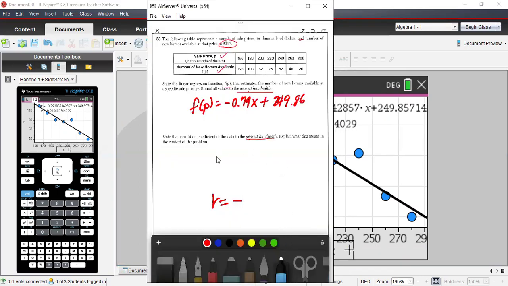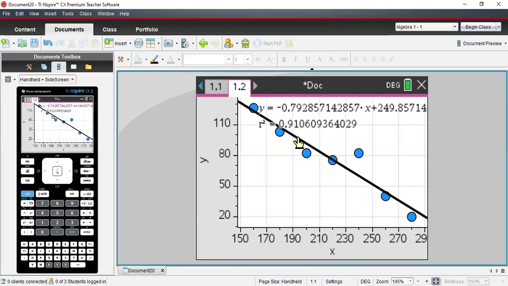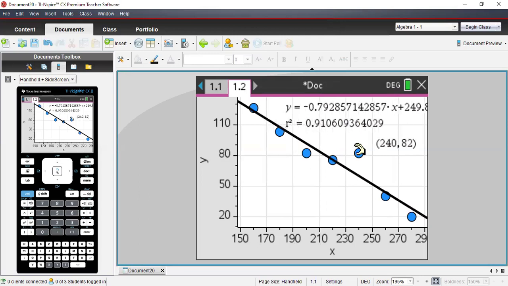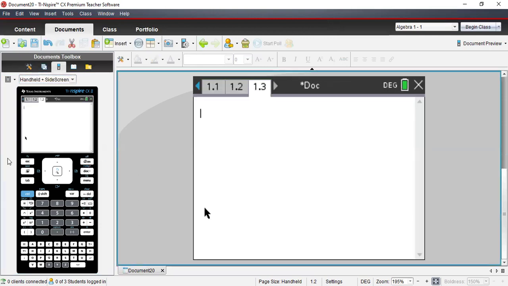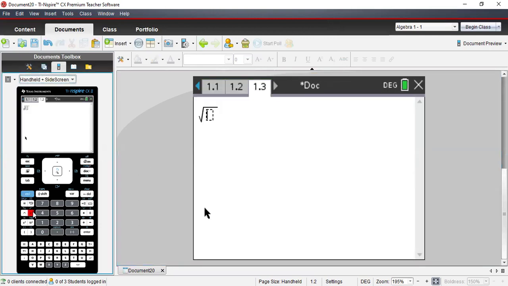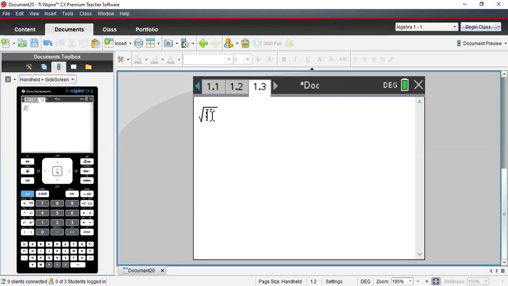Now what I'm going to do is write down the r squared, and then I'm going to take the square root of it. So r squared is 0.910609364. That's enough. And then I am going to go here, and I'm just going to take the square root of r squared. And let's put that in there. So it's going to be 0.910609364, and then I press enter.